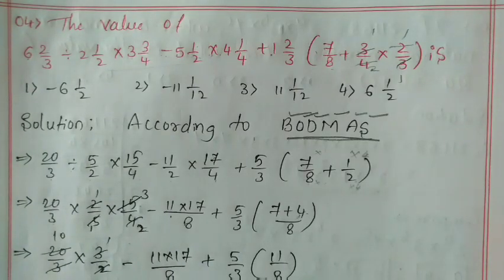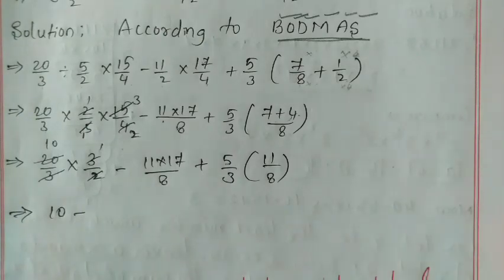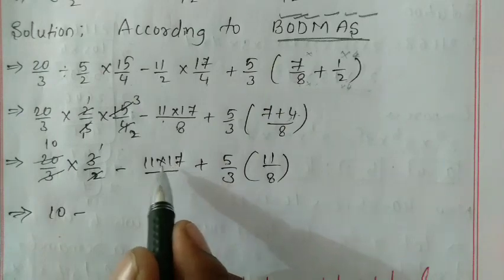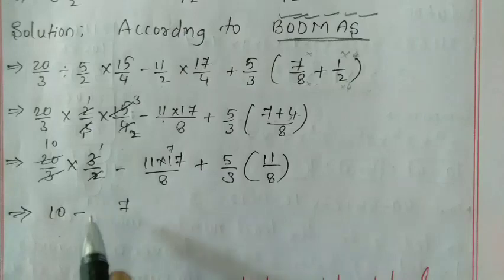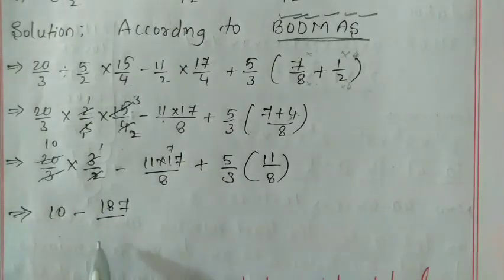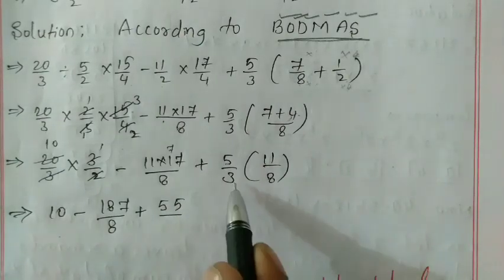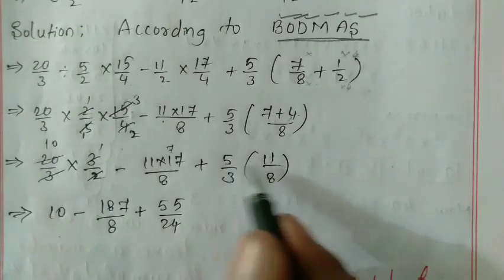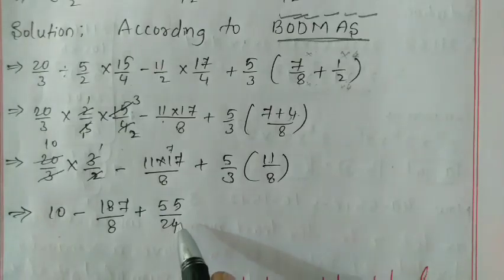Which equals, 2 fives are 10, 3 ones are 3, 3 ones are 3. So 10 into 1 is 10, minus, multiply these two, that is 11 into 17. So 11 sevens are 77, 11 ones are 11 plus 7 is 18, so 187 divided by 8 you can write, plus 5 into 11 is 55 divided by 3 into 8 is 24, because here bracket is there, you can multiply these two. 5 into 11 is 55, 3 into 8 is 24.